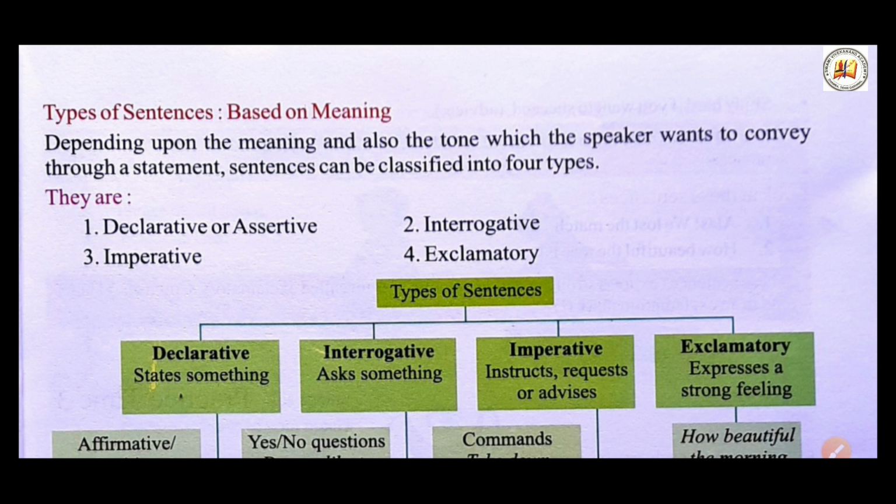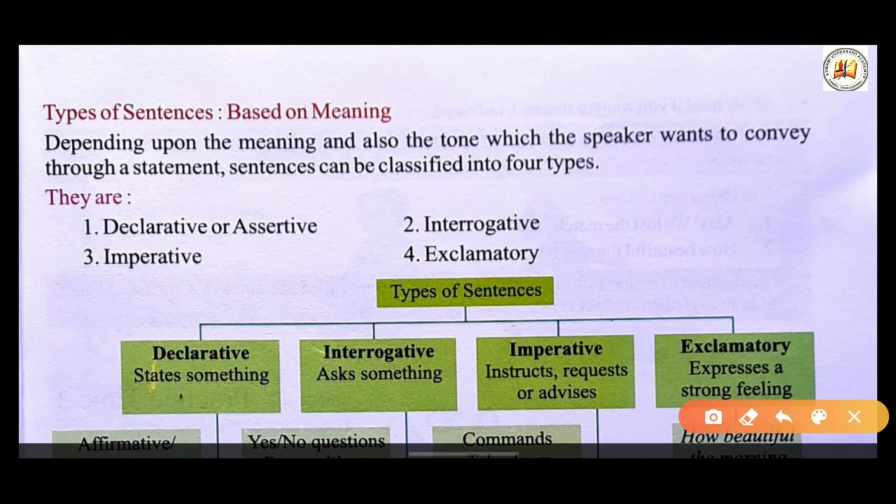In the previous video on sentences, we have already discussed what a sentence is and the parts of a sentence. First of all, a sentence is a group of words that makes complete sense by itself. Second, we discussed the parts of a sentence. There are two parts: subject and predicate.